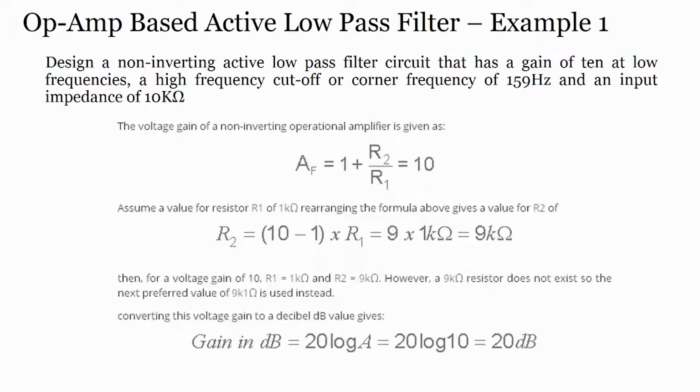Alright. Now, let us see the example. If I give you an example, or if somebody asks you to design a non-inverting active low pass filter circuit that has a gain of 10.